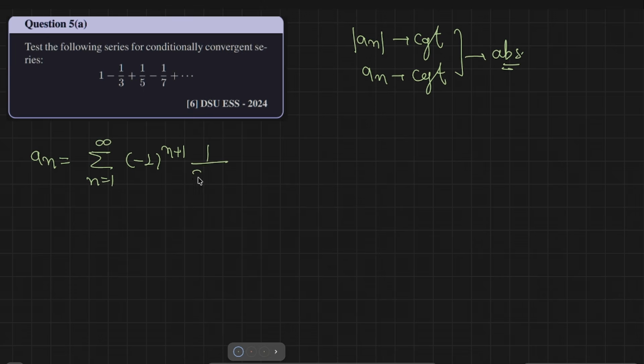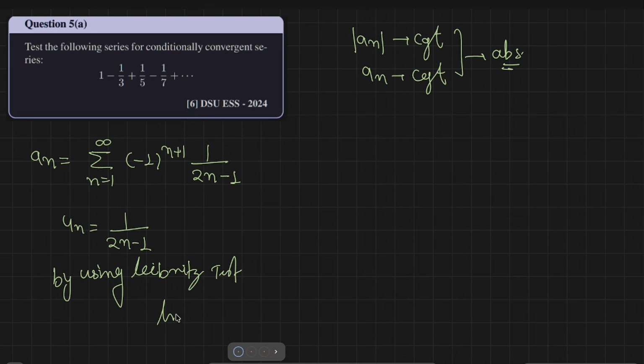Now see, it is 1 upon 2n minus 1. It is odd numbers, 1, 3, 5, 7, so you can write 2n plus 1. So what is your un from here? Un is 1 upon 2n minus 1. Because it is an alternating series, we use the Leibniz test for convergence. What does the Leibniz test say? It says that if limit n tending to infinity of un is equal to 0, then it is convergent. If not, then it is divergent.